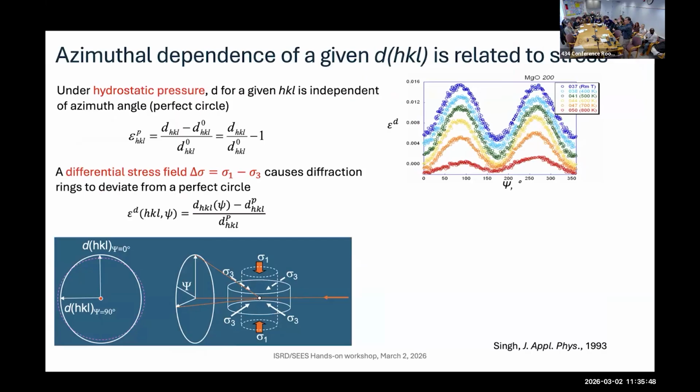Tim showed you the hydrostatic versus non-hydrostatic diffraction lines. Hydrostatic is this circle in pink. Non-hydrostatic is just the white lines. Hydrostatic diffraction lines, when you cake it, meaning you unroll it, this spacing is independent of the azimuth angle, right? But when you apply a differential stress, this spacing becomes azimuth dependent. So what you do is you define these terms. This is the term we use to fit the stress.